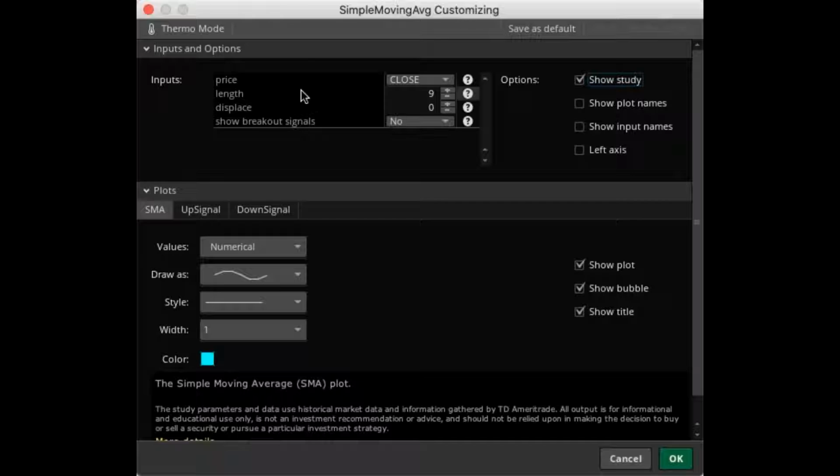We are going to do the length is going to be 50. And that's all we're going to change on here. And then we're going to go down to the color. And we're going to choose yellow. So all we change is the length, which is 50, and the color, which is yellow. And that's it. And we're going to push OK, and then go to the next one.